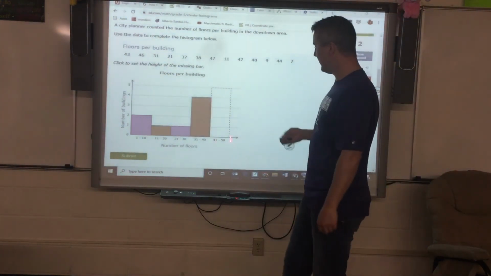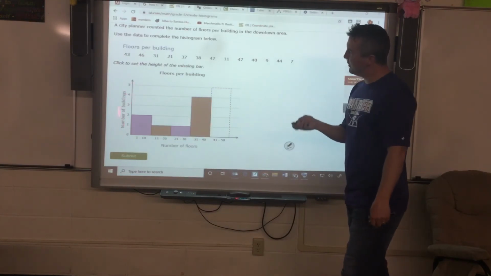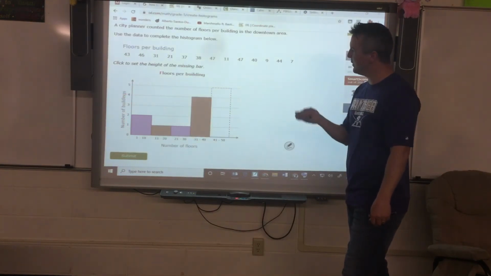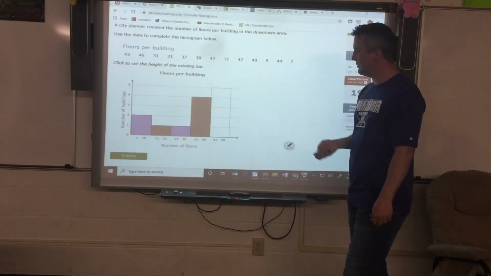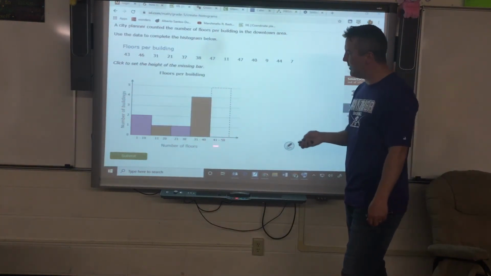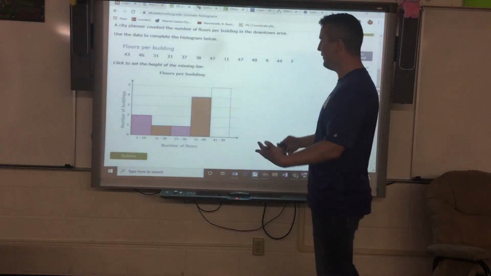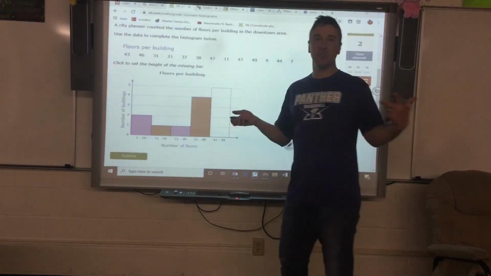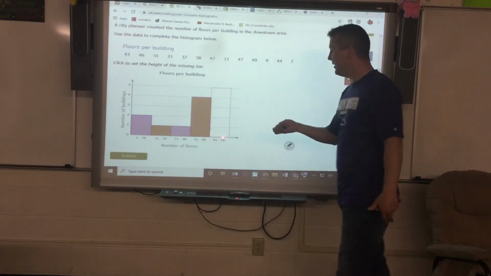So look at this. They're asking me to find number of buildings, floors per building. So the number of floors, all right? So number of buildings, the number of floors. We're looking for that 41 to 50 range, 41 to 50. So what we're going to do is just circle how many of them they had between 41 and 50.